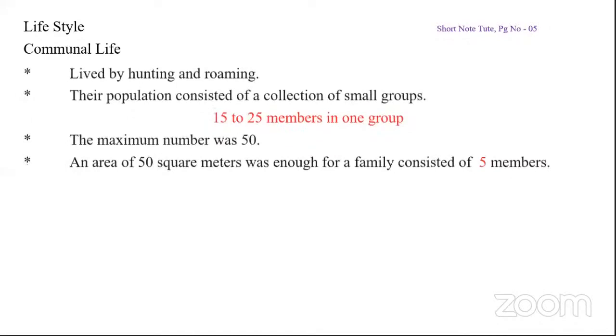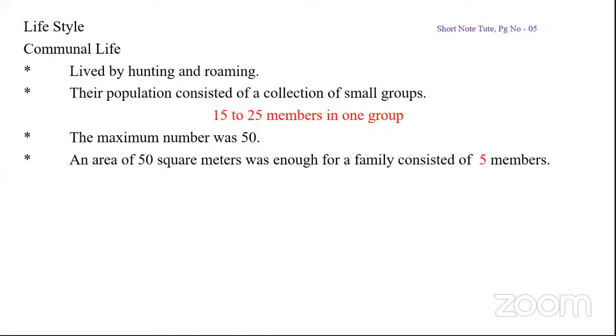Right, now we'll go on. This is the main question, lifestyle of the Stone Age man. That is also on page number 5 in the short note tute. Communal life means how they lived, in groups or individually. They lived by hunting and roaming. Those were the main livelihoods of these people. What do you mean by roaming? They had to go to find an animal for hunting.